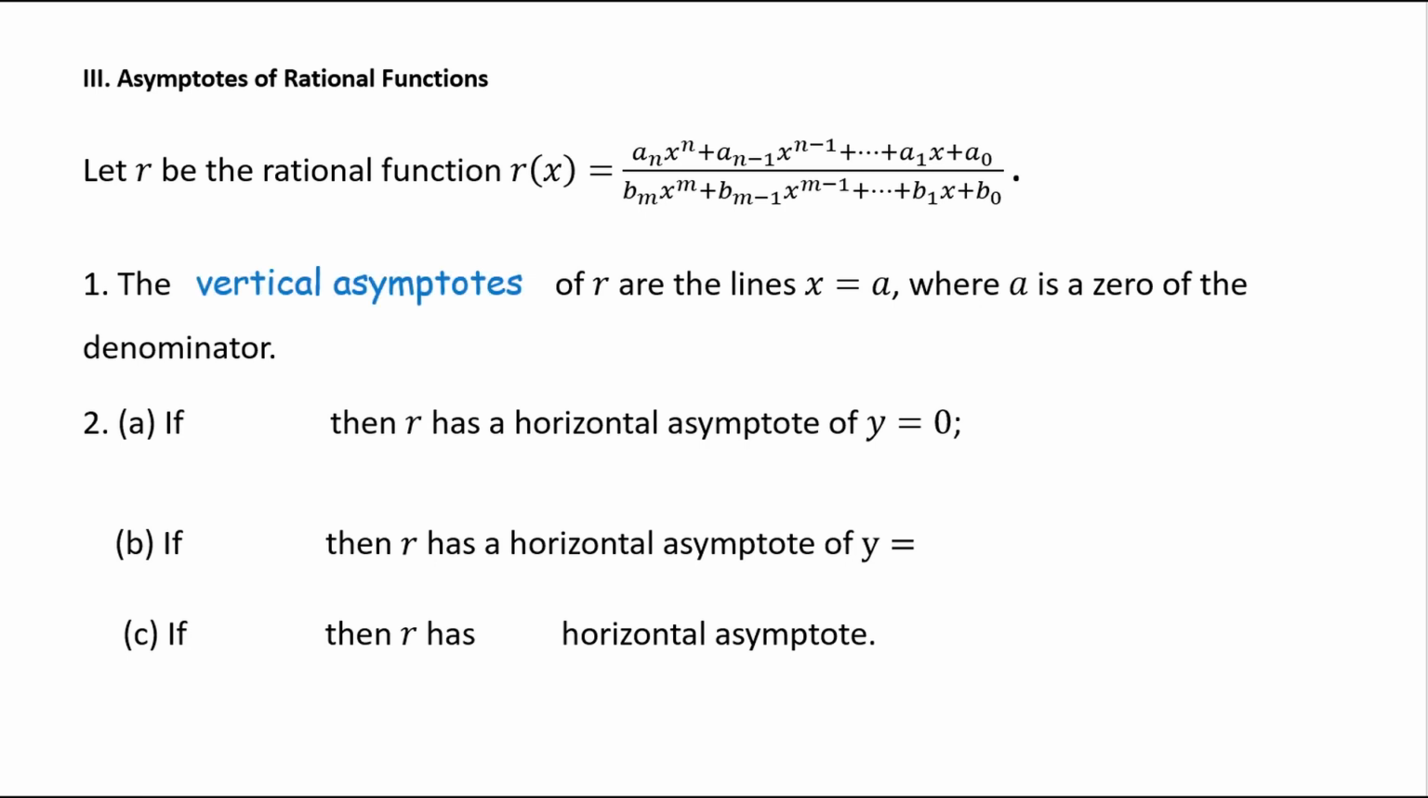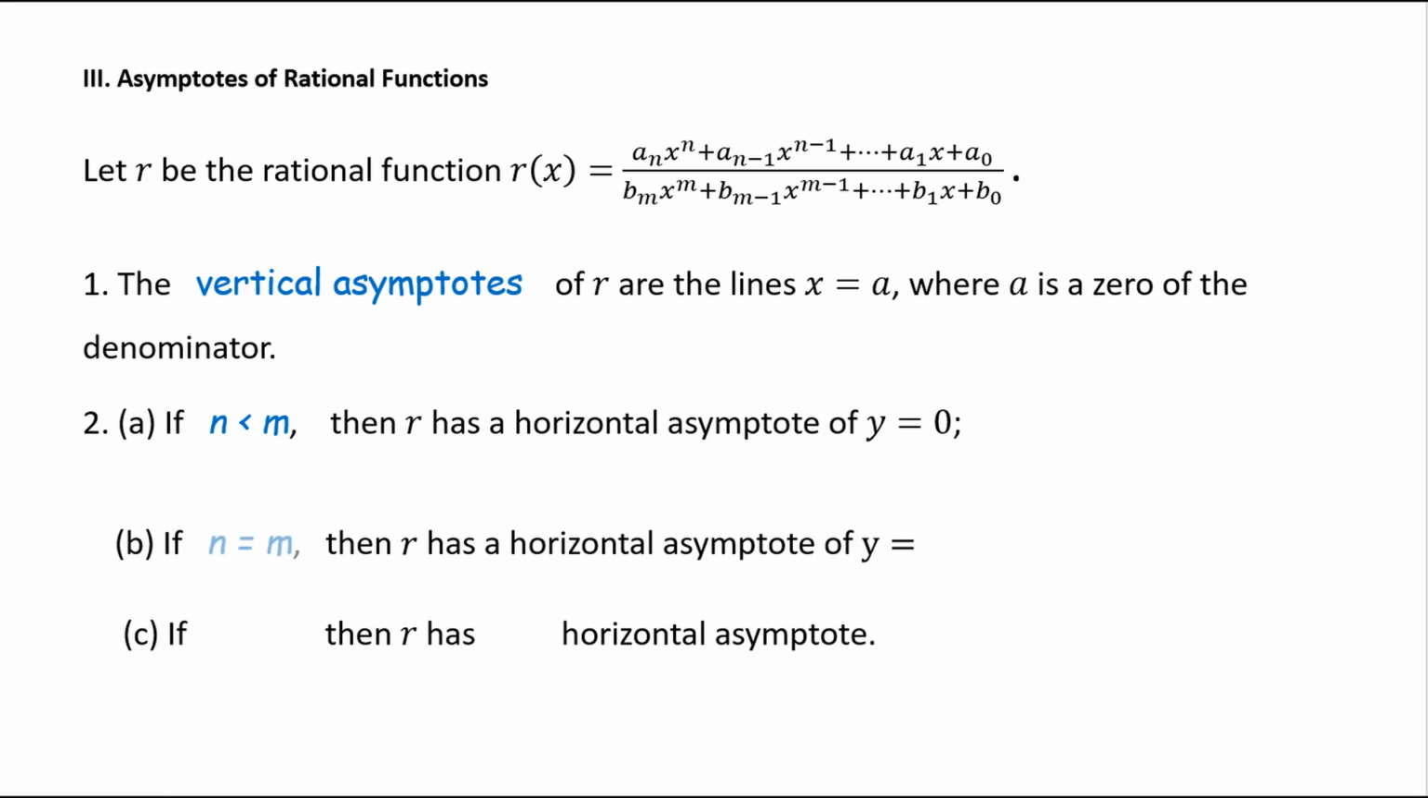1. The vertical asymptotes of R are the lines x equals a, where a is a 0 of the denominator. 2. Part A. If n is less than m, that means the degree of the numerator is less than the degree of the denominator, then R has the horizontal asymptote of y equals 0, which is the x-axis.